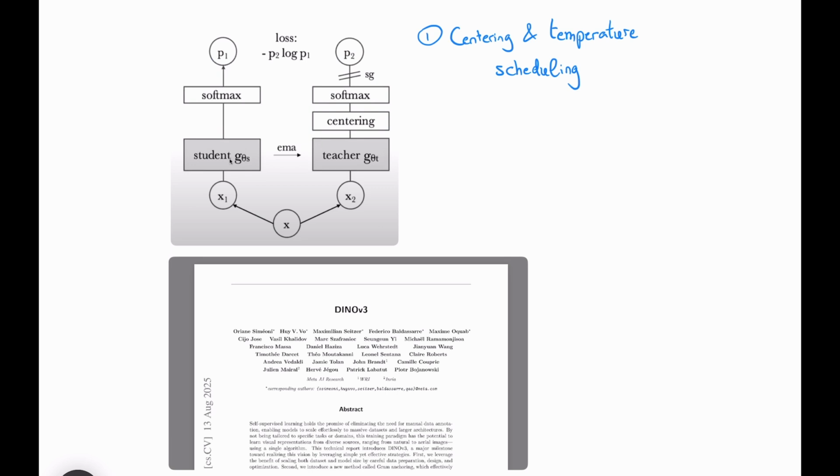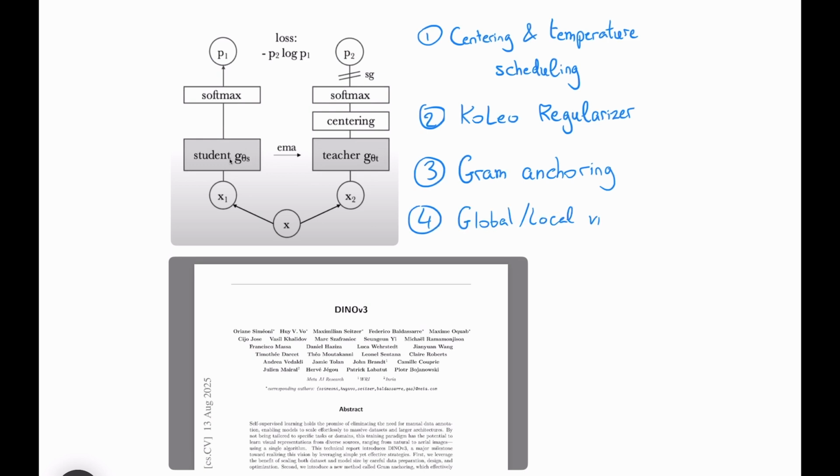The other thing is regularization. They introduce a KoLeo regularizer, which encourages the model to spread the features evenly so that there's no prototype hoarding. Another thing is gram anchoring, which puts some geometry constraints, so patches remain meaningful and the structure is maintained globally. They also mix between the global and the local views so that there's both high-level invariance and fine-grained detail.